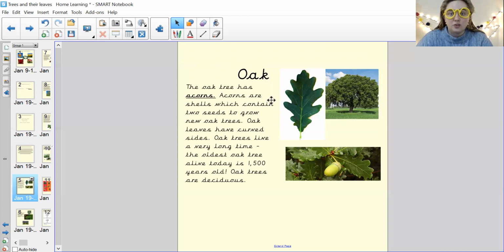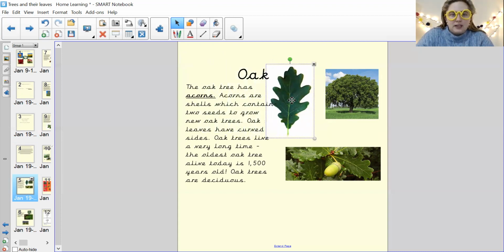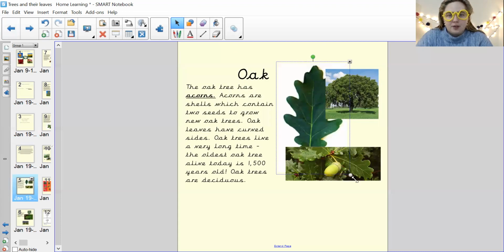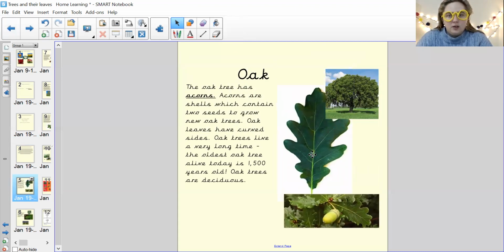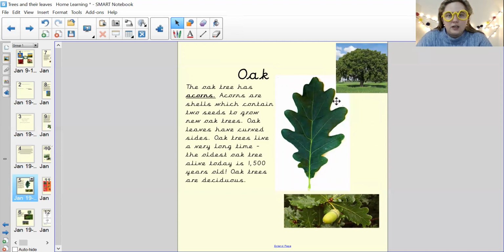So our first tree is an oak tree. What do you think? Let's make this leaf really big so you can have a look. What do you think? Do you think this tree is deciduous or evergreen? Okay. Well, I can tell you this leaf is flat and quite big, isn't it? And so it is a deciduous tree. An oak tree is deciduous. And that's how you can tell, because the leaf is flat and quite big.